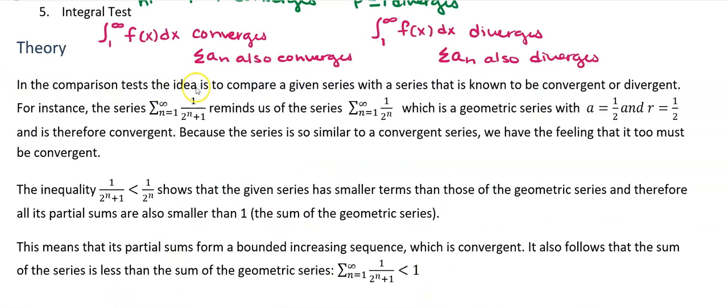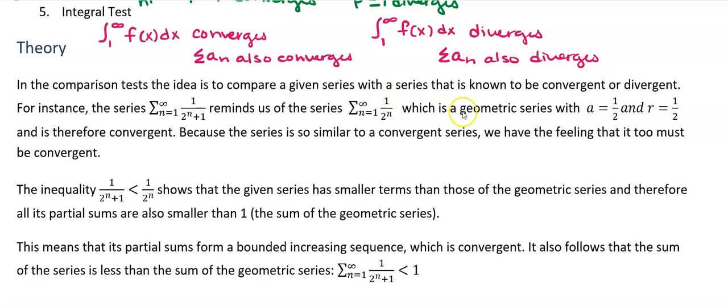In the comparison tests, the idea is to compare a given series with a series that is known to be convergent or divergent. The challenge is to come up with that series that is known to be convergent or divergent. That's the challenging part. So let's look at an example. The series from 1 to infinity of 1 over 2 to the n power plus 1 reminds us of the series from 1 to infinity of 1 over 2 to the n power.